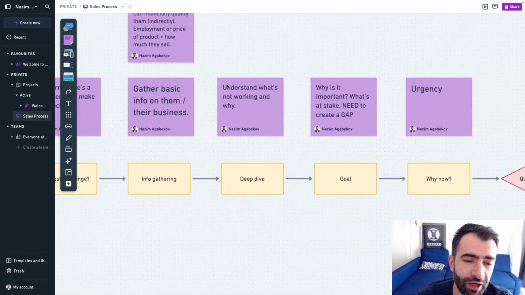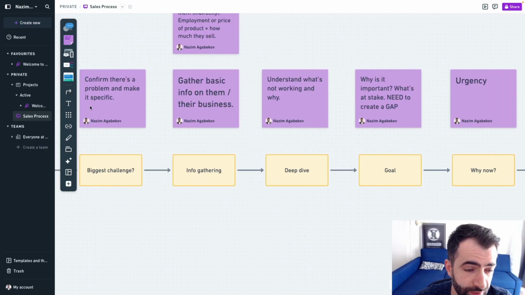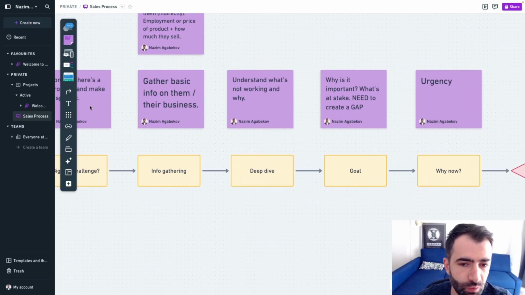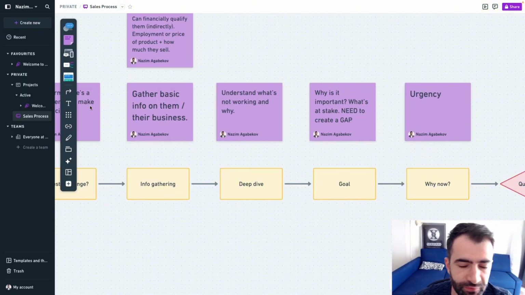After that, after you have the context of them or their business, you move on to actually understanding what the big challenge is, or what's actually not working. Because one thing is for them to say that I have a lead generation problem, and a whole different thing is to actually understand what is it that they're doing and how is it not working.